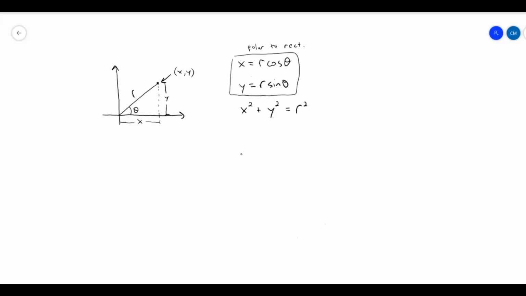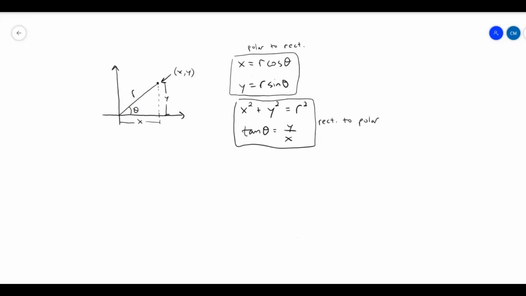And then the other relationship that you can see on the graph is the relationship between theta, x, and y. What is the relationship between those three quantities? Well, that is a tangent relationship, right? The tangent of theta is equal to y over x. So these two equations here are the ones that will allow us to go from rectangular to polar. These are the conversions that allow us to go from one to the other.